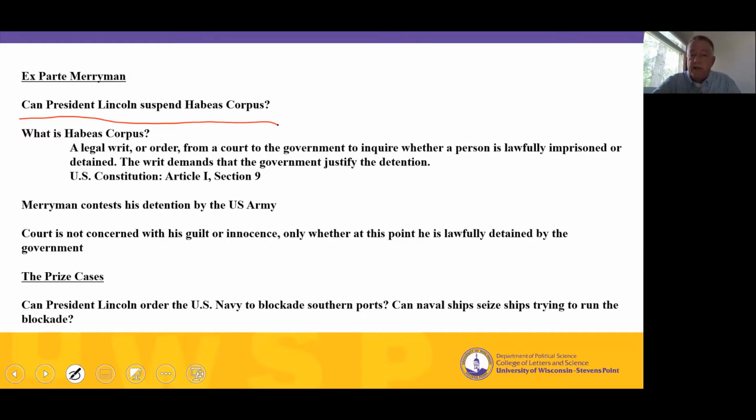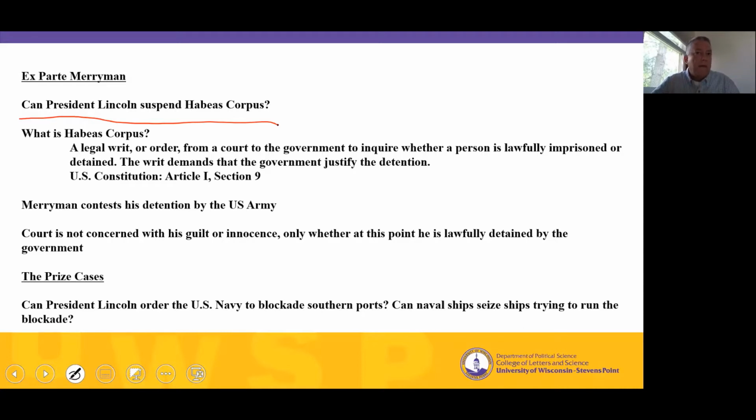So first off, what is habeas corpus? Well, it's an old common law right, a legal writ, as it's called, or an order, you think about it like that, a writ or an order from a court to the government. And what the writ does is a judge orders the government to justify why it is detaining a specific individual. And habeas corpus literally means produce the body.